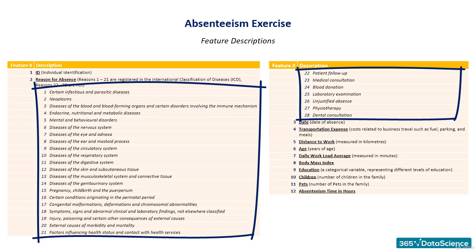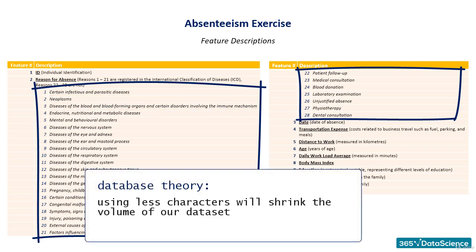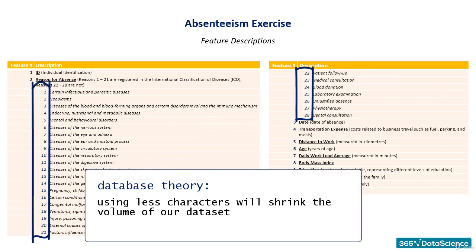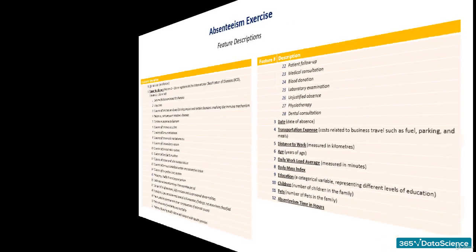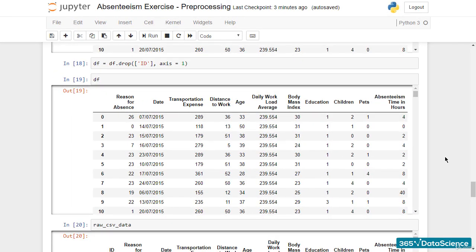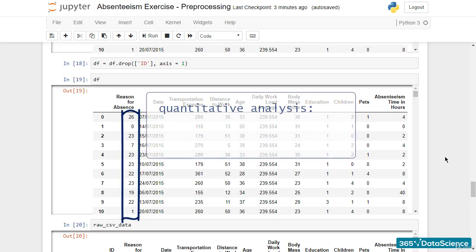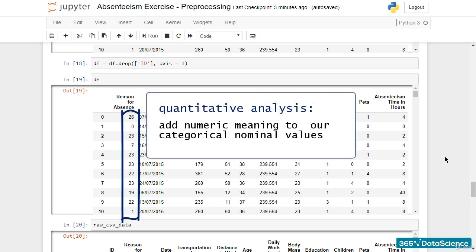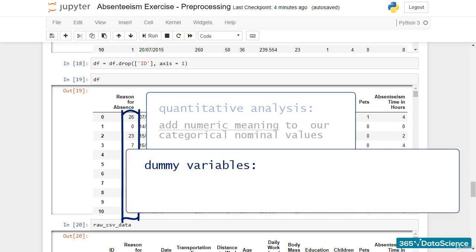Second, from the point of view of database theory, using fewer characters, 1 or 2-digit numbers instead of multiple character strings, will shrink the volume of our data set. Thus, less data storage will be required to store our information, and this is typically considered an optimal solution. Then, for the purposes of making a quantitative analysis, we need to add numeric meaning to our categorical nominal values. Consequently, there are several ways to go about this. One of them is turning these values into dummy variables.